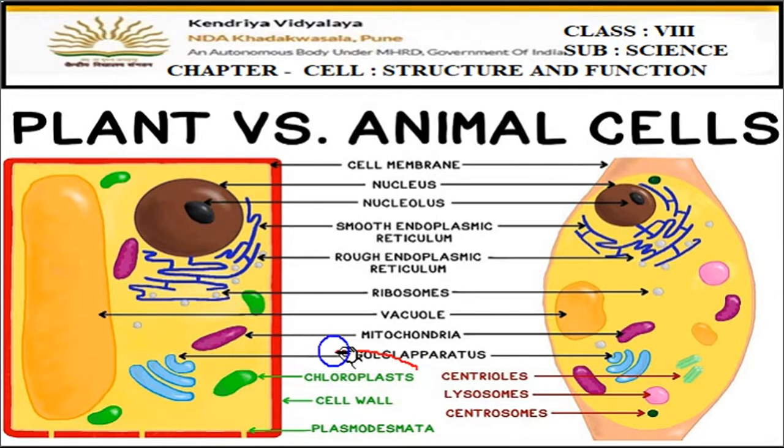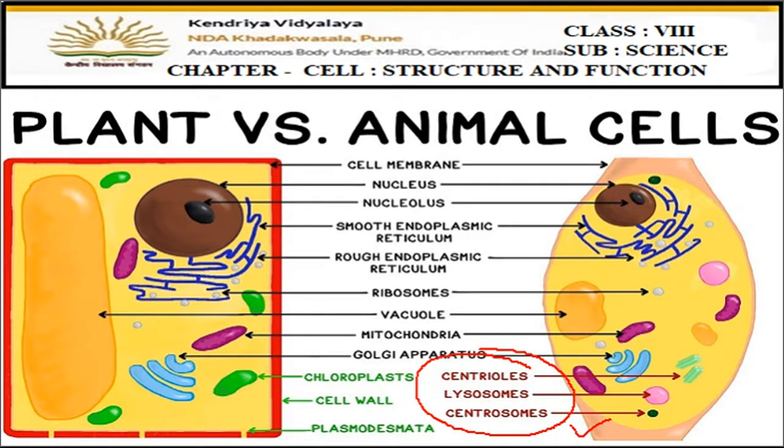So the difference lies here that chloroplast present in plant cell only, cell wall only in plant, and these holes in the cell wall which are called plasmodesmata, this is also present only in plant cell. These are absent in case of animal cell, and these three things are present in only animal cells: centrioles, lysosomes and centrosomes. They are only present in animal cells.